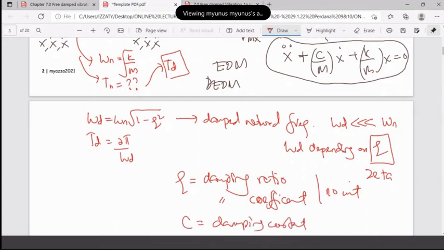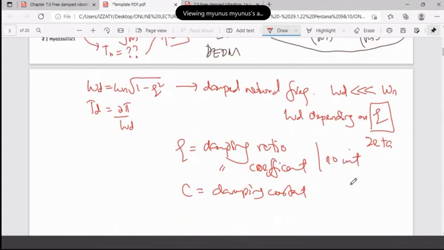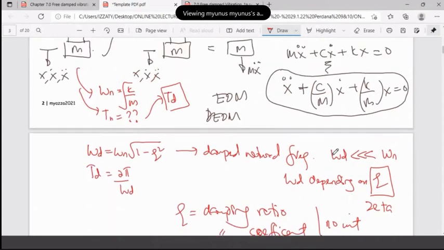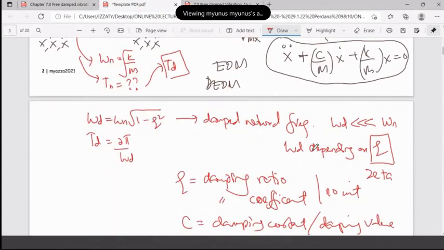Of course, sometimes we call it damping value. Different books will give you different names, but the unit is Newton second per meter. Okay, so that is what you need to know now. We need to know what omega d is. We also need to know what zeta is. And when you have this, you have many other terms later on.